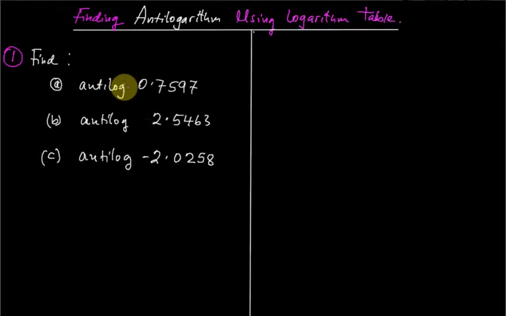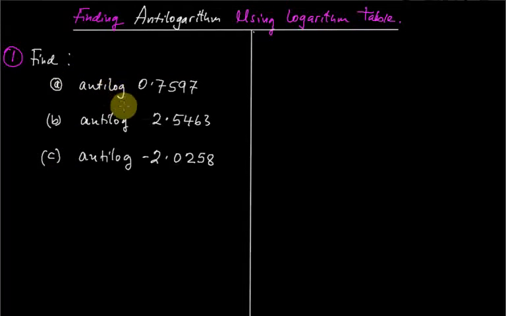Okay, we are trying to find the antilogarithm using the logarithm table. Our logarithm table can as well be used to find the antilogarithm of a number. For example, now we are given these three questions here.